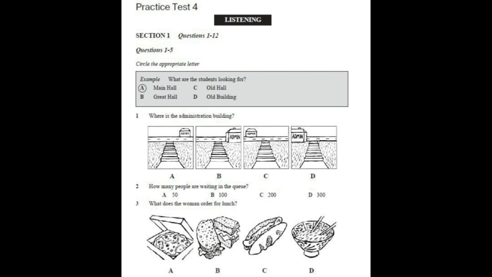Section 1. Two students meet on the university campus. They start a conversation together. First, look at questions 1 to 5. For each of the questions, 4 alternatives are given. Decide which of the alternatives, A, B, C, or D, best fits what you hear on the tape, and circle the appropriate letter.